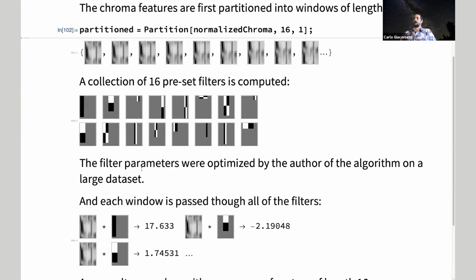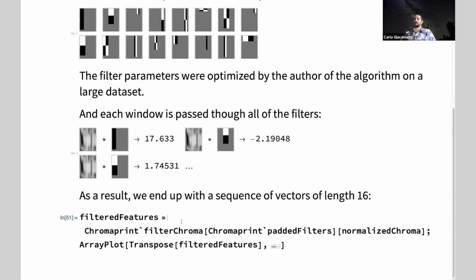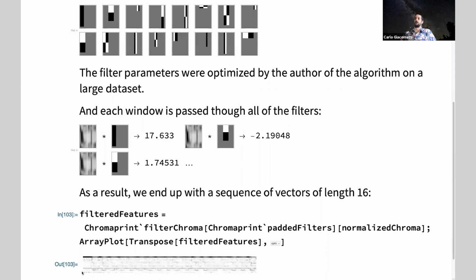These are funny shapes. The shapes and parameters for the filters were optimized using a machine learning algorithm by the author of the algorithm, and they were optimized over a large data set. So each of the windows, each of the blocks is passed through all of the filters. Each multiplication produces a single number. So per each timestamp, we obtain 16 real numbers. We can visualize those again in the same way: time axis, and index that this time, instead of 1 to 12, goes from 1 to 16.